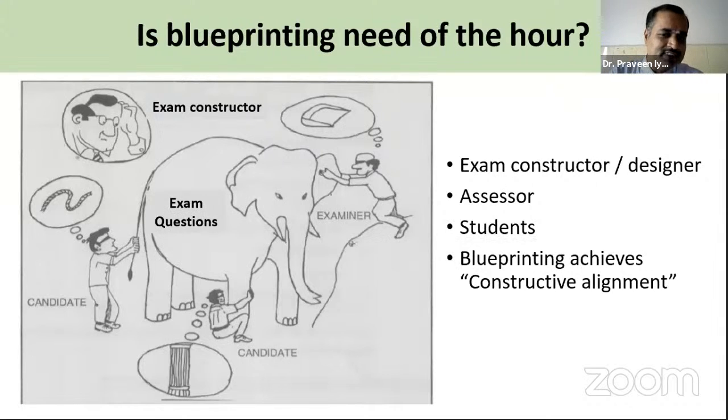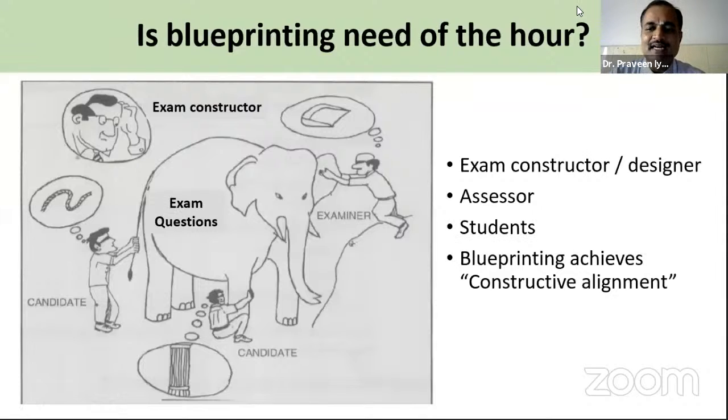If we look at these people in this picture, if an assessment blueprint is not available, then what could happen is that the assessment may sound different to different people or different stakeholders. So therefore, there may not be an alignment between what is intended to be assessed and what is actually assessed.